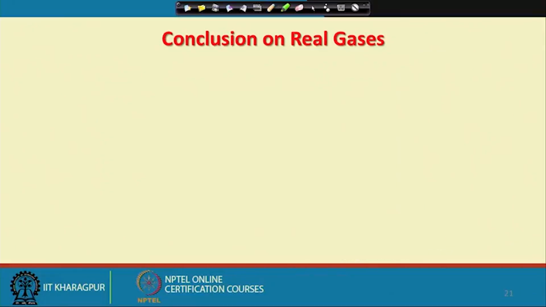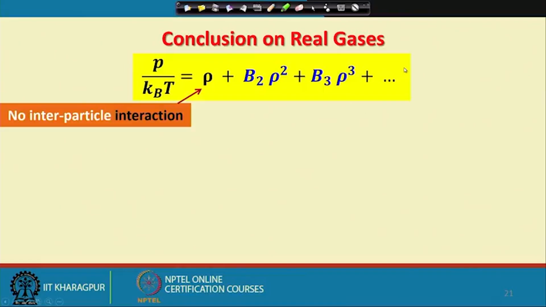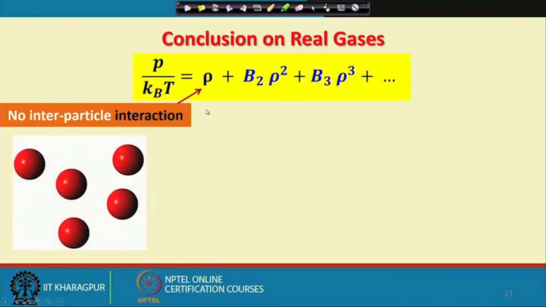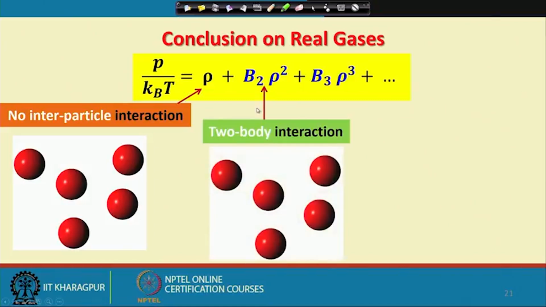So, let us conclude on what we have learnt on real gases. We have found out that from experimental measurements on real gases with small to moderately high densities, an expansion of this form is possible. And we found that the first term is actually an ideal gas term, where the picture is that the gas is a collection of structureless spherical particles like this, which do not interact with each other. Then we had the second term appearing here, which is dependent on two body interactions.